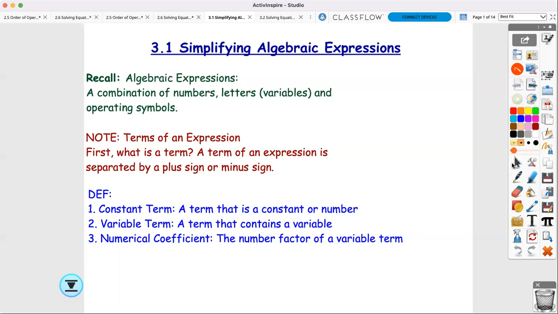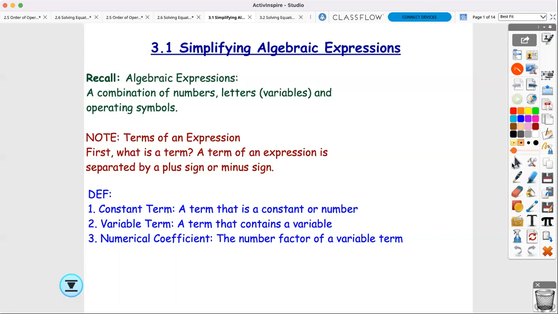All right, class. I'm gonna go ahead and read over this slide. And if anyone needs more time after I go over it, I will add a minute or two to the timer. All right, so recall, algebraic expressions is just a combination of numbers or variables and operating symbols. Operating symbols is just like addition, subtraction, division sign, or a multiplication symbol.